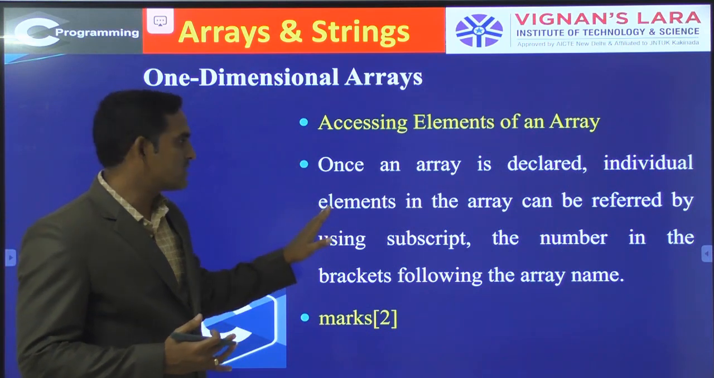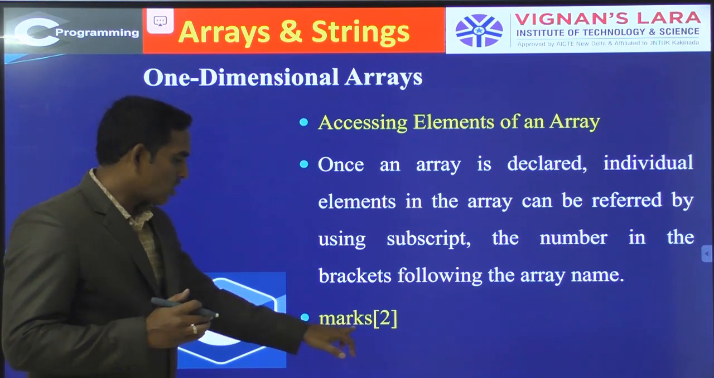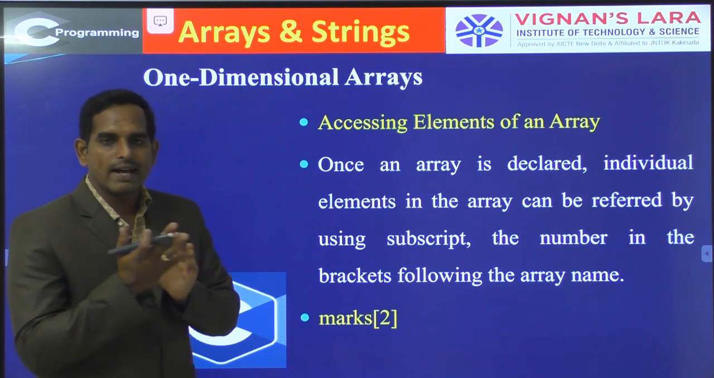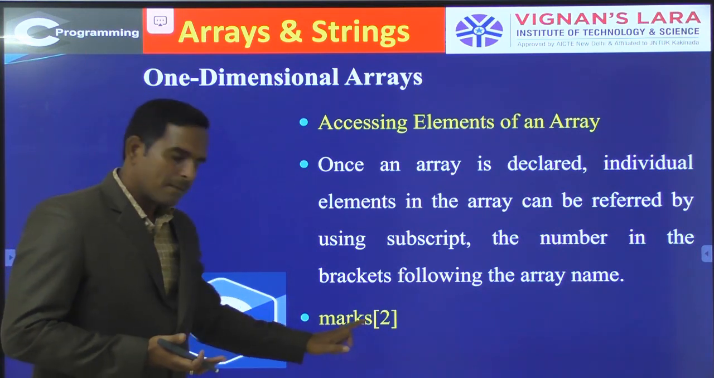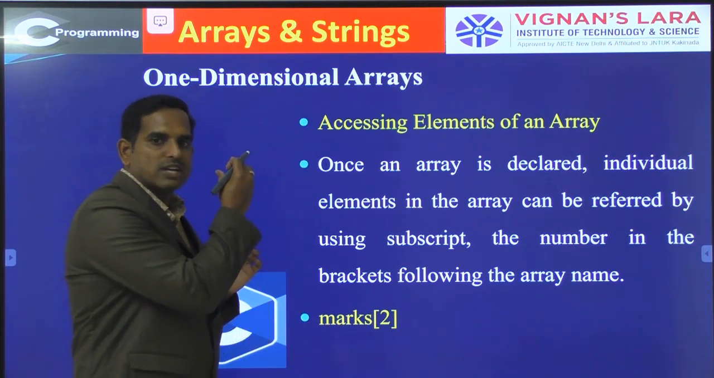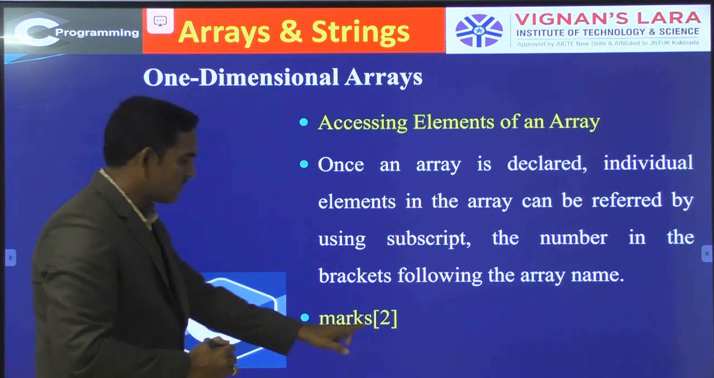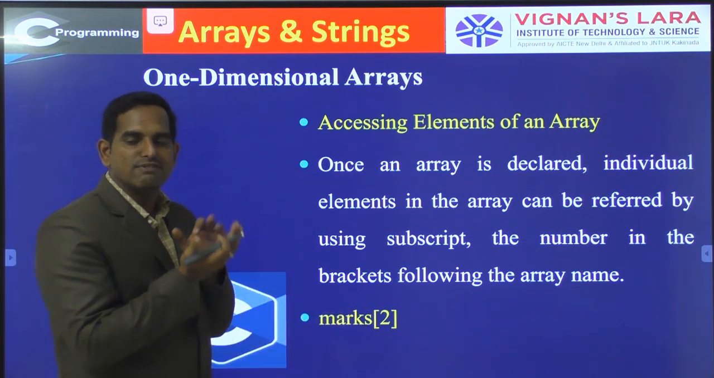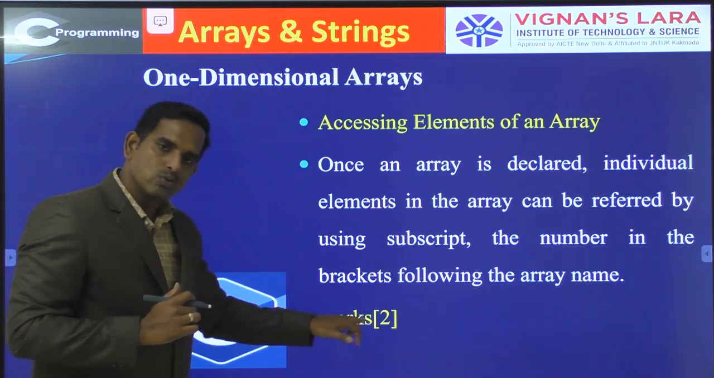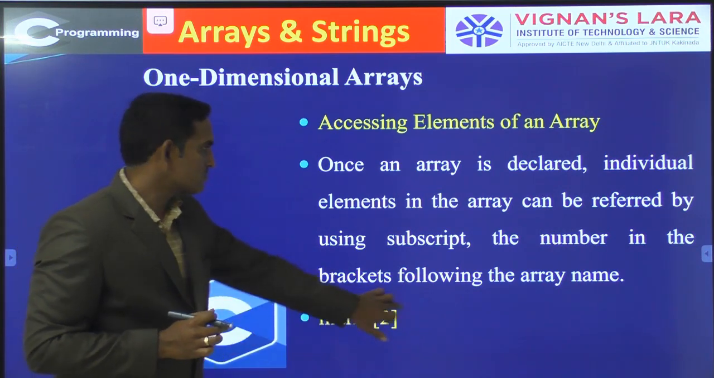To access the elements in your array, you can access the elements individually by using the subscript. That is, you place the array name followed by the subscript value. If I want to access the fifth element, then I have to place marks of 4. Since your subscript starts from 0 to n minus 1, if I have to access the fifth element, I have to place the value 4 as the subscript. So I use the array name followed by the subscript value to access the individual elements.